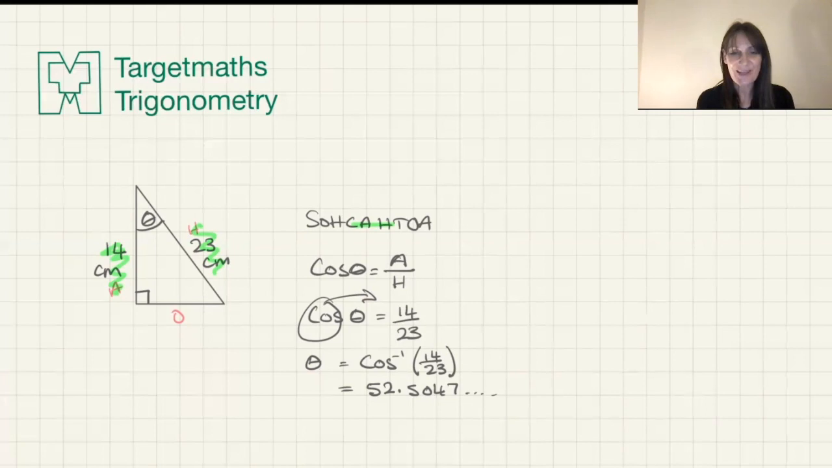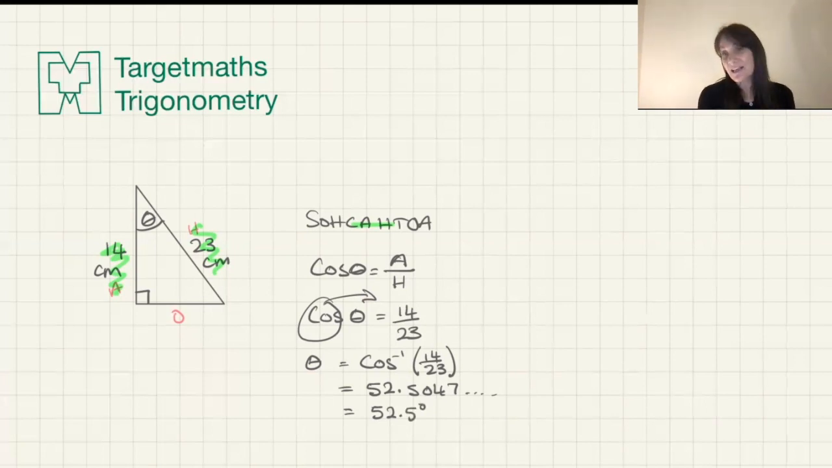Okay. We want to round that because it's an angle. Angles generally are rounded to 1 degree, whereas lengths can be 1 decimal place, 2 decimal place, or 3 significant figures. There we go, 52.5.